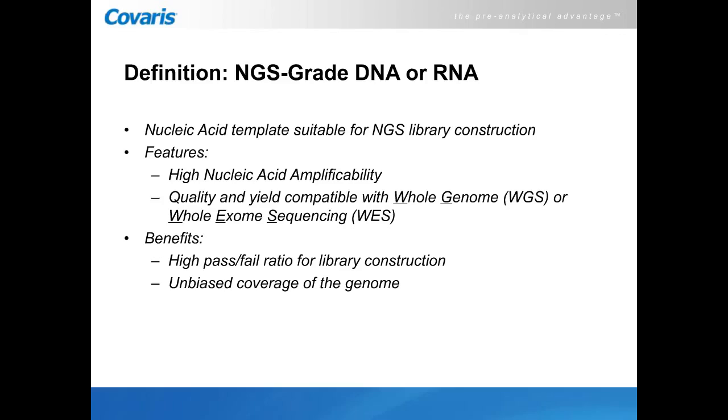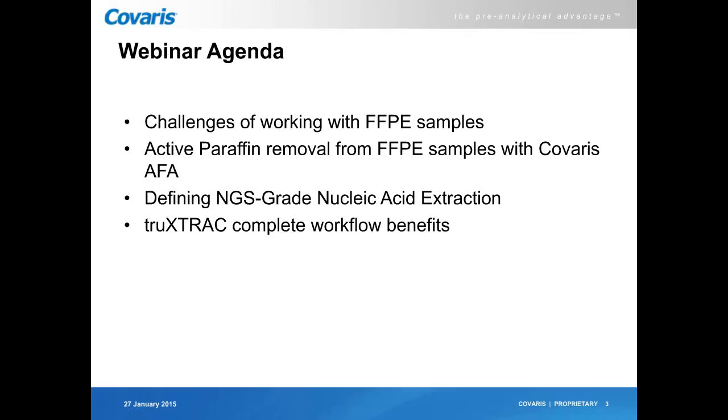But when your extraction technique is able to do so, your library will pass QC tests and your sequencing metrics, like the coverage uniformity, will drastically improve. So today's webinar will be split in 4 parts. First, I will present the challenge when working with FFPE samples. Then I will discuss how active paraffin removal with AFA can address most of them. I will then present data showing how you can achieve NGS-grade nucleic acid extraction with AFA. And finally, I will review the full workflow developed by Covaris for nucleic acid extraction from FFPE samples.